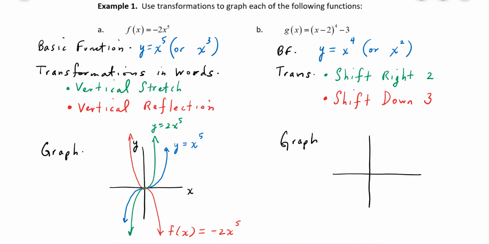Okay, shift down 3. And all that's left is to make the sketch. So once again, we'll start with the basic function, x squared, or x to the fourth. We'll take it to the right 2 units. So we start from the vertex. We move the vertex over from 0, 0 to 2, 0. And then we sketch the parabola from there.